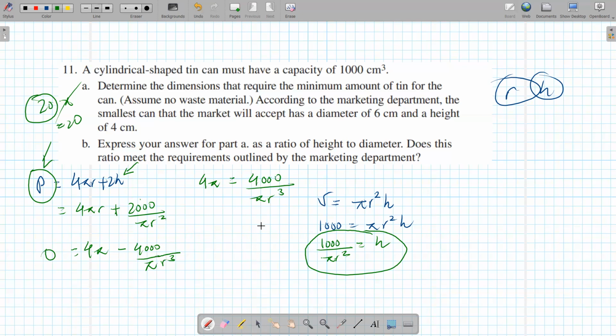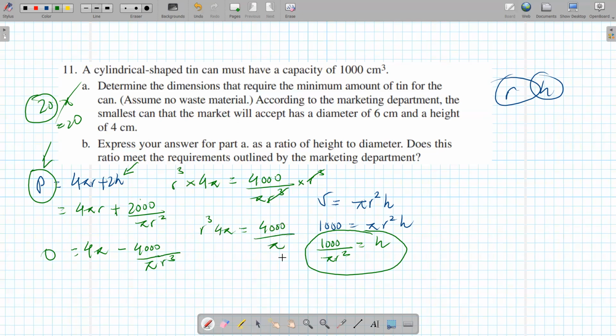What can we do on both sides to solve for r? Notice how r, the unknown, is in the denominator. What do we do when the unknown is in the denominator? You multiply. Yeah, you multiply both sides by that unknown. So times r cubed here, times r cubed here, like that. This disappears, right? So we have something like this.